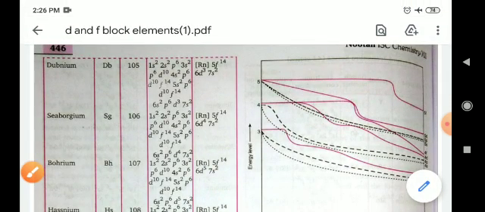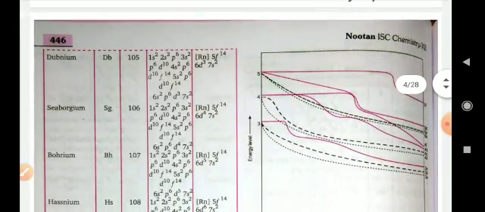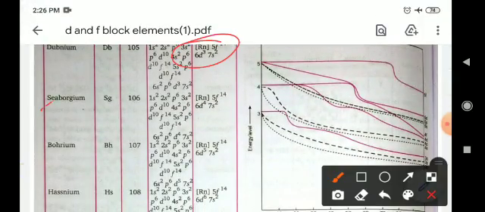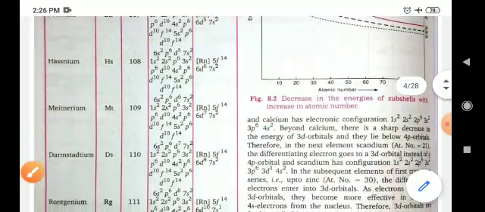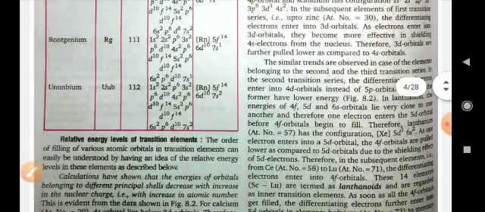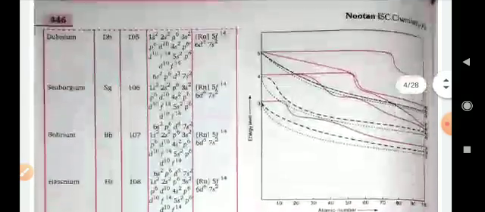dubnium, atomic number 105, the configuration will be radon 5f14 and 6d3. Okay, seaborgium, atomic number 106, 6d4, then bohrium 6d5, hassium 6d6. So we can see here that according to the series the last electron will go in 3d, 4d, 5d and 6d, due to which they are called d block elements.